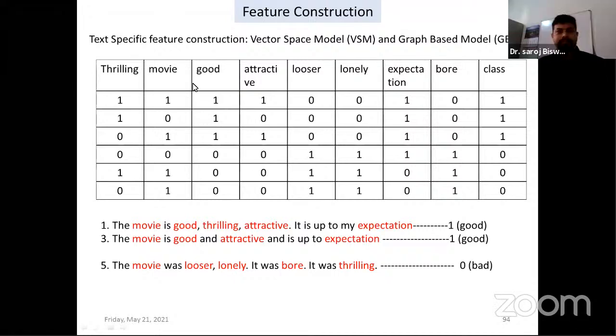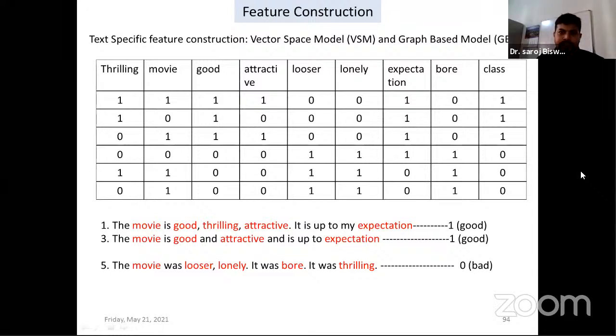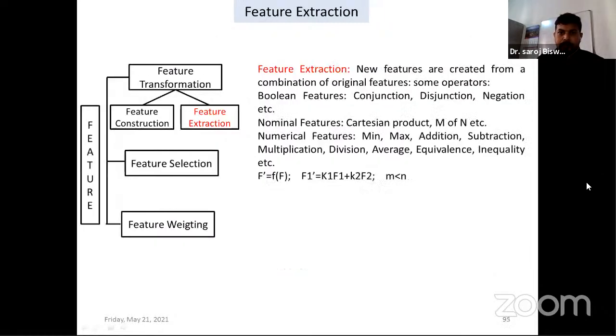So in this way, the features are constructed if we follow the vector space model. The graph-based model is something else in text processing, and we're not going to talk about that. So after this feature construction, what do we look at here?